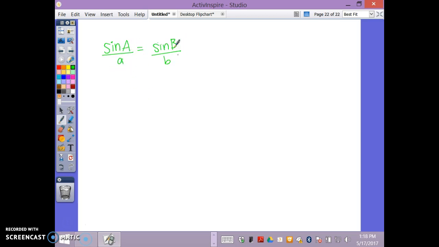So that's law of cosines. Law of sines, oh my gosh, am I serious? Okay. This is law of sines, obviously, because it has a sine in it.